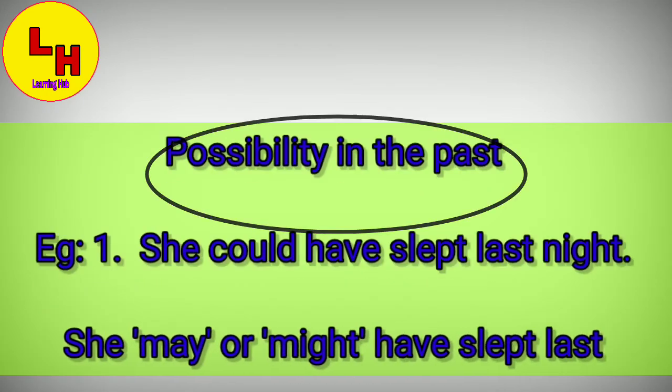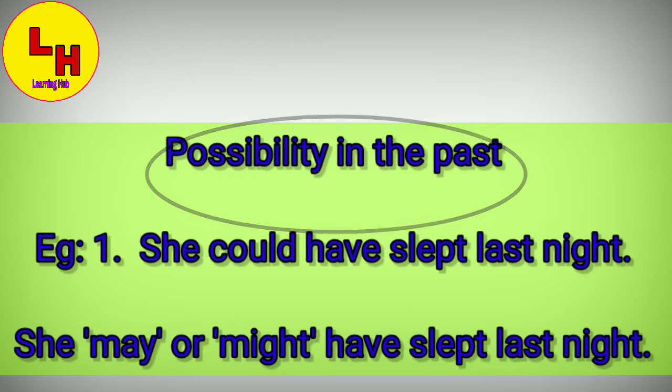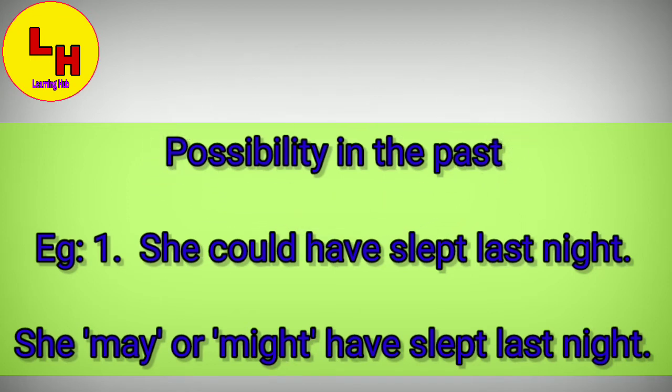Possibility in the past. It is also used to show possibilities in the past. For example, she could have slept last night. She may or might have slept last night. The sentences are showing possibilities in the past.